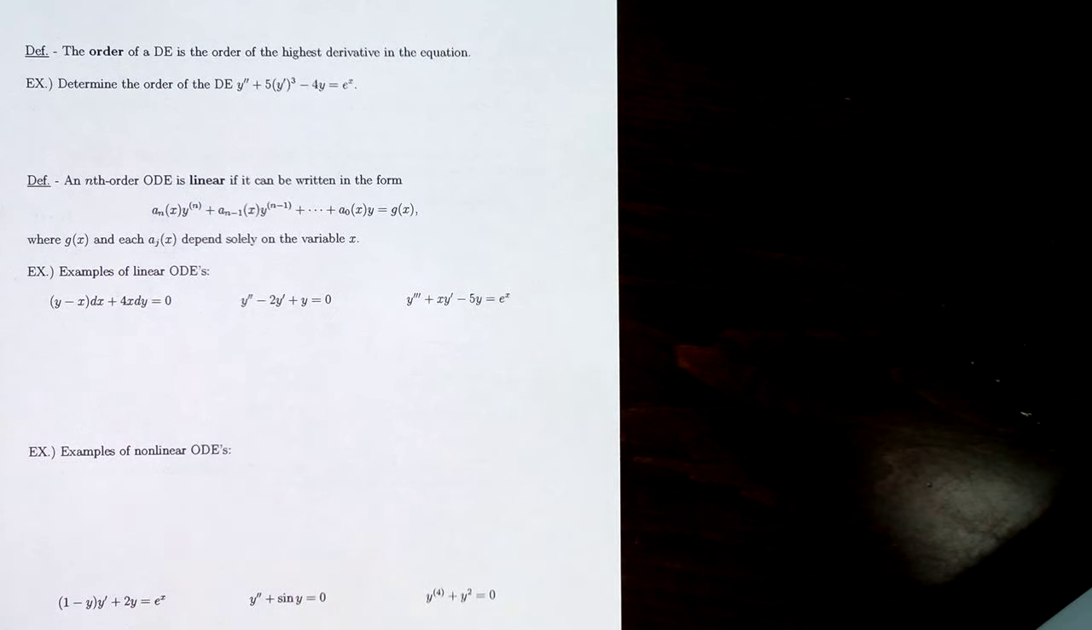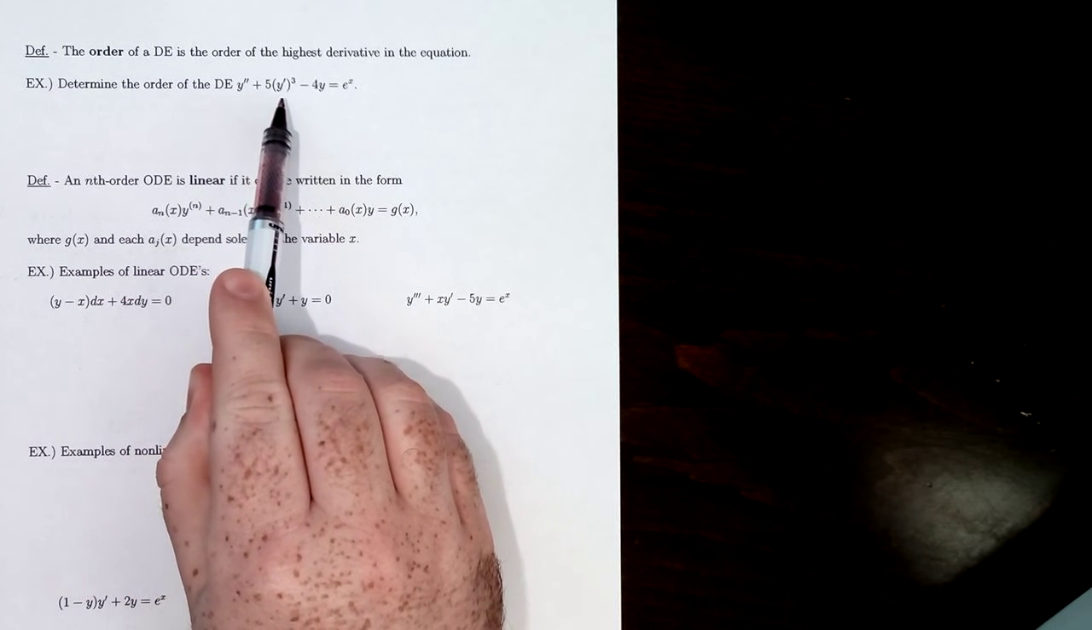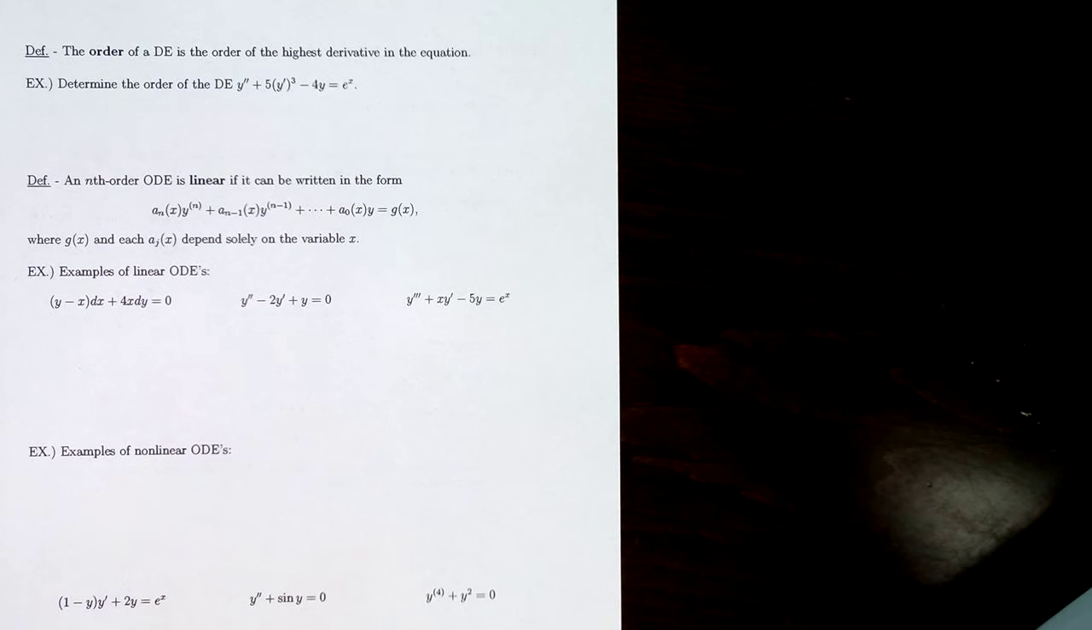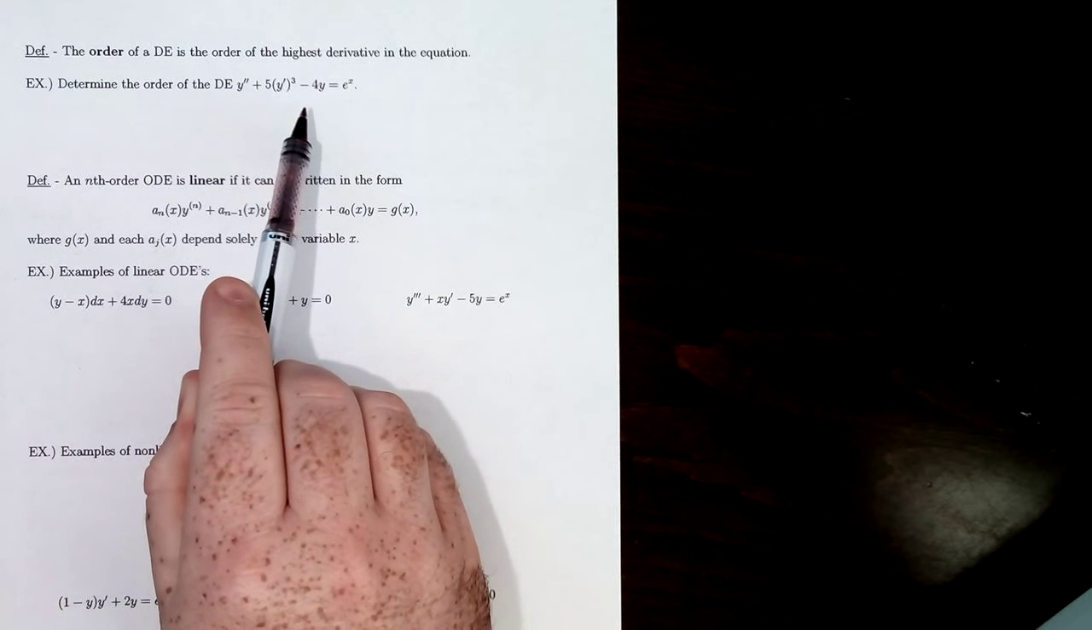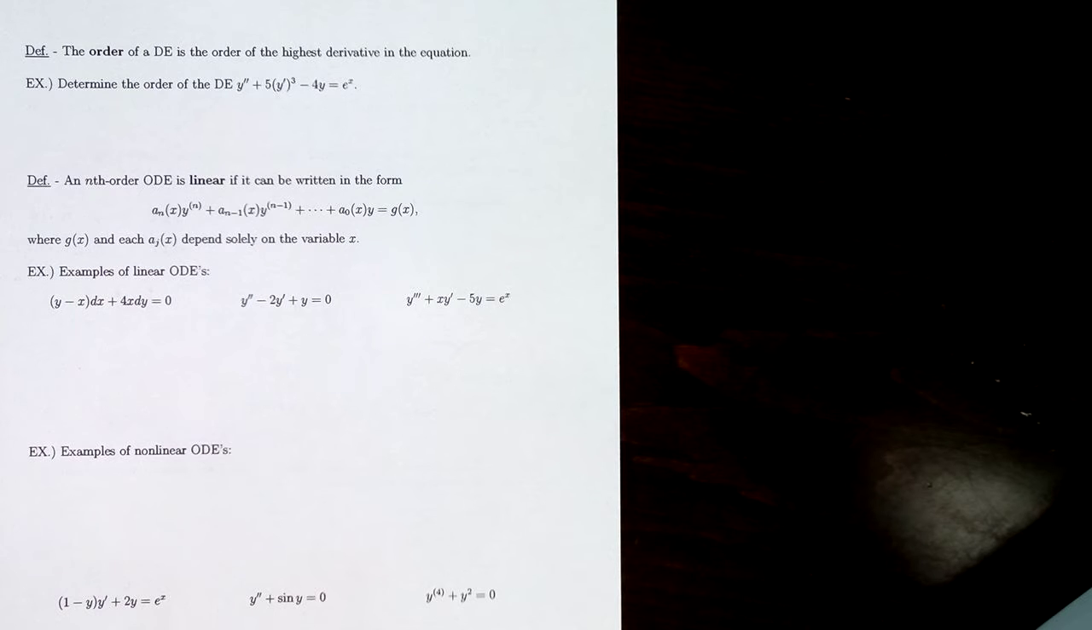For example, we're asked to determine the order of the DE y double prime plus 5 times y prime cubed minus 4y equals e to the x. Just to clarify, it is y prime cubed. It is not the third derivative of y. Students do mess up, especially as notations do get varied. It's something that I would like to trick students on an exam, so do be aware of it. But basically, what is the order of the highest derivative in this equation? It's 2.